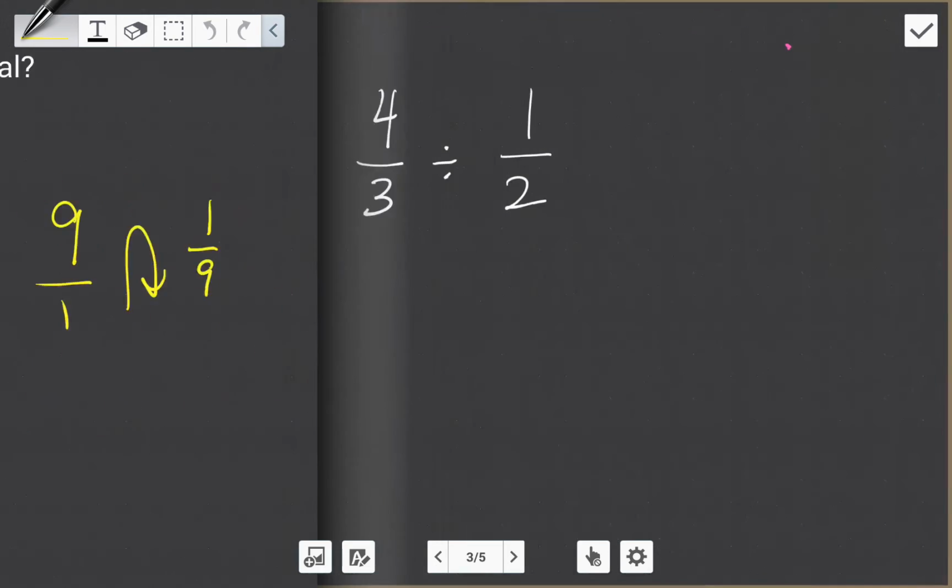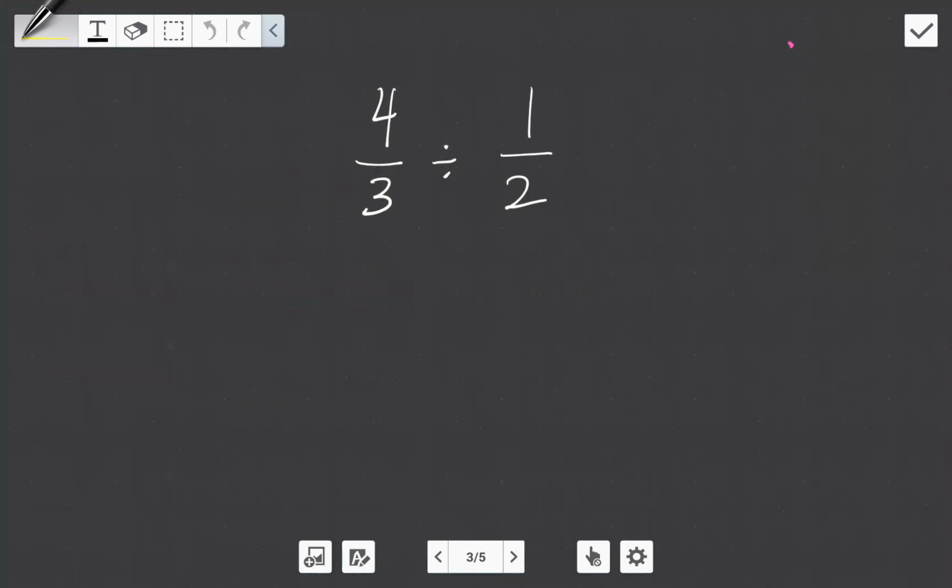All right, now that we have the vocabulary down, let's go ahead and take a look at some example problems here. Here we have 4/3 divided by 1/2. We're going to employ a strategy called keep, change, flip. That means we keep the first fraction intact, we change the sign from division to multiplication, and we flip the second fraction so that we can multiply by the reciprocal. All right, so this is what it would look like. Our new problem will be 4/3 times, and we flip the second fraction, 2/1.